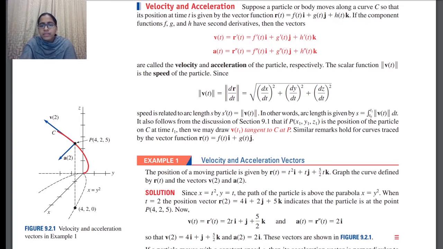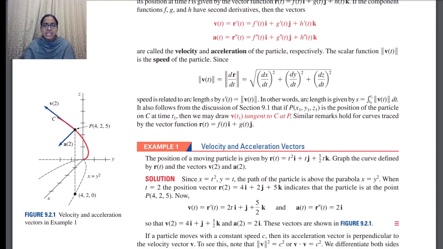Now we can see that if P of x1, y1, z1 is the position of a particle on the curve C at the time t1, then the tangent drawn to C at this point will be none other than the velocity vector, because the tangent is none other than r dash of t, which is denoted by v of t. Now similar remarks hold for the vector function r of t equal to f of t i plus g of t j.